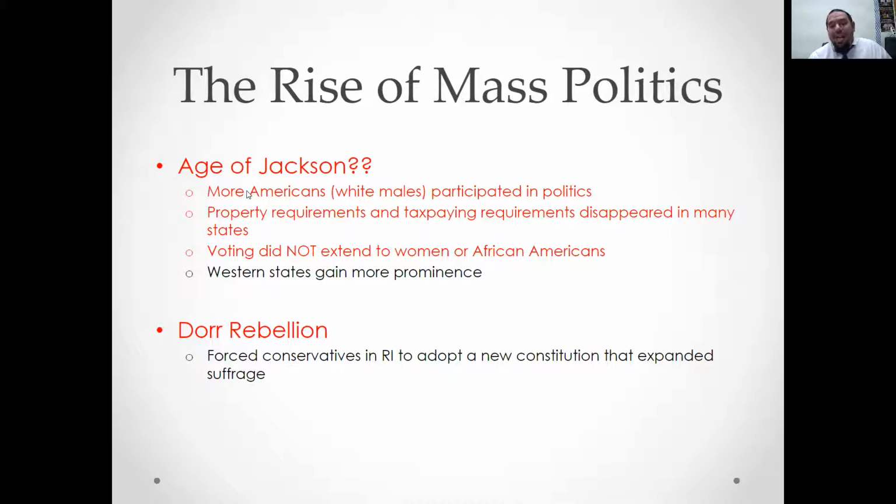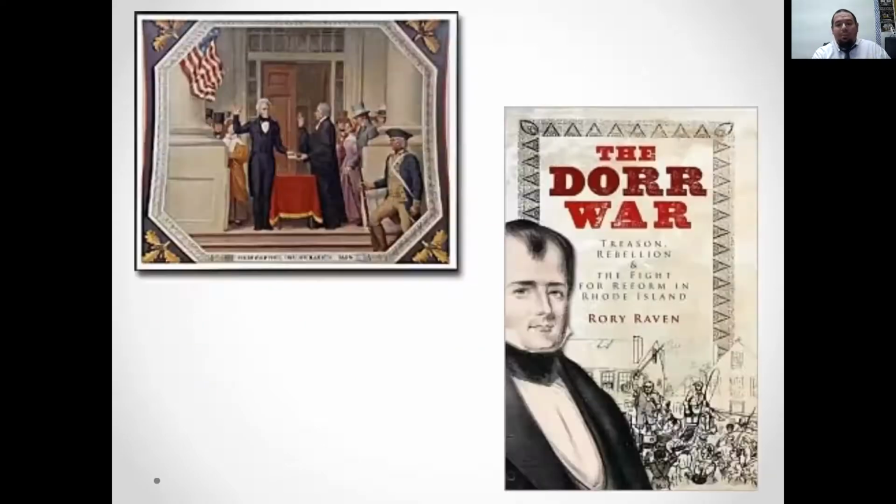The property requirements and tax paying requirements are going to disappear in many states. But as we know, voting was still not extended to women or African Americans. And Western states started to gain more prominence. You have something called the Dorr Rebellion in Rhode Island, which forced conservatives to adopt a new constitution that expanded suffrage, again getting rid of that property requirement in order to vote. So now you don't really have to own property in order to vote, and more people will vote.